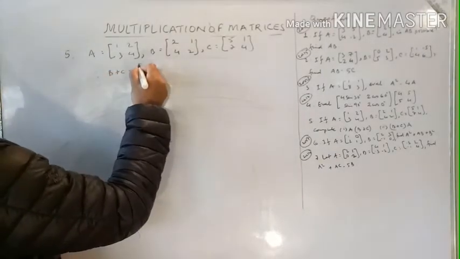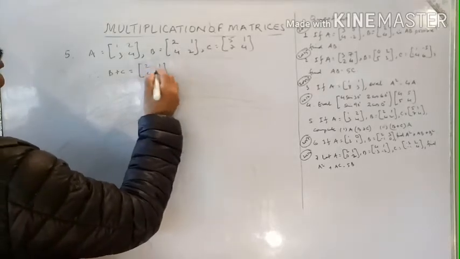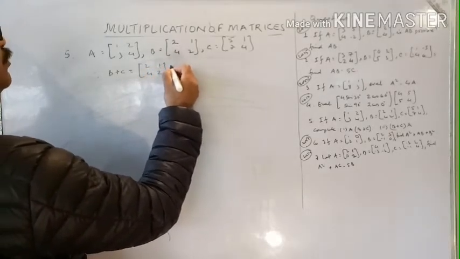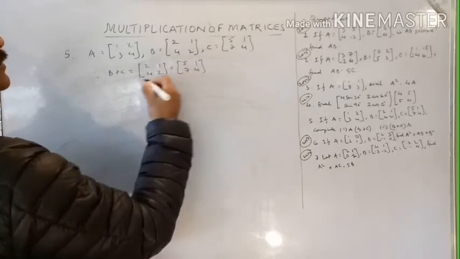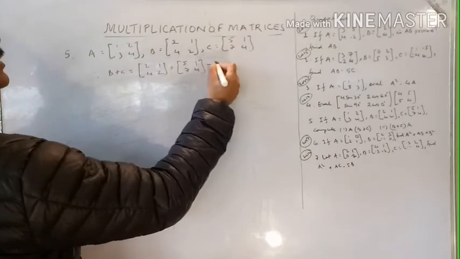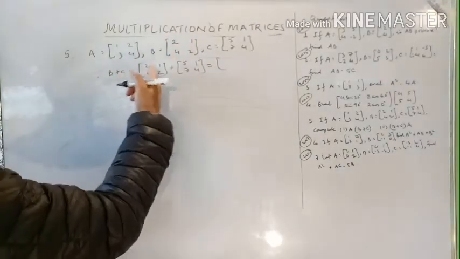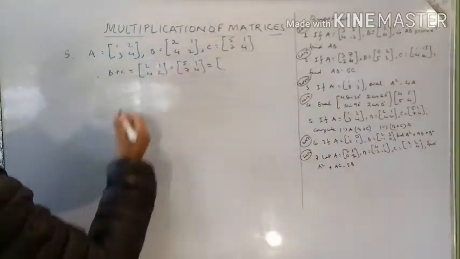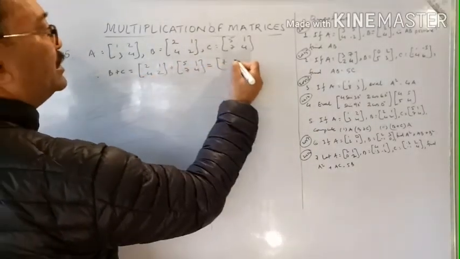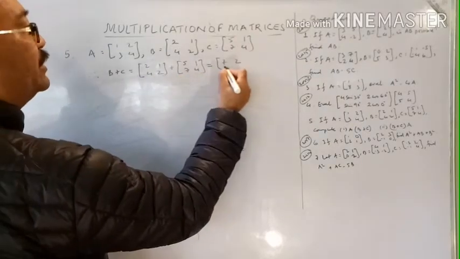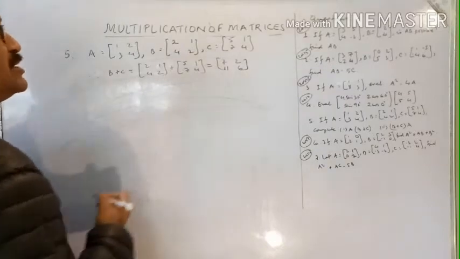Okay. So B plus C, B is 2, 1, 4, 2, and C is 5, 1, 7, 4. First evaluate B plus C. So 2 plus 5 is 7, 1 plus 1 is 2, 4 plus 7 is 11, 2 plus 4 is 6. So this is B plus C.